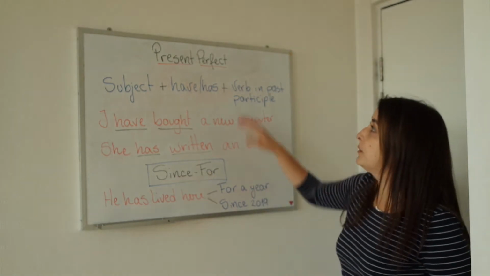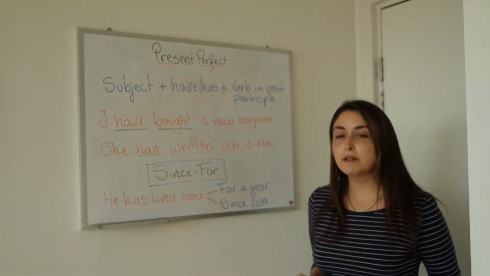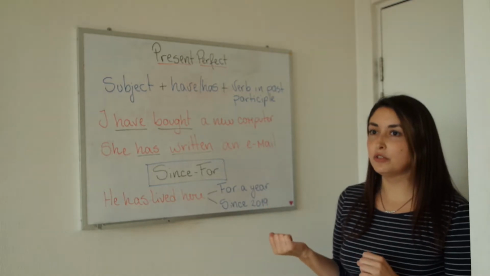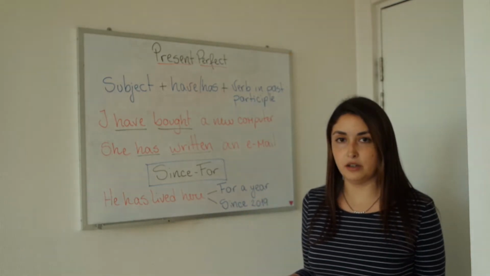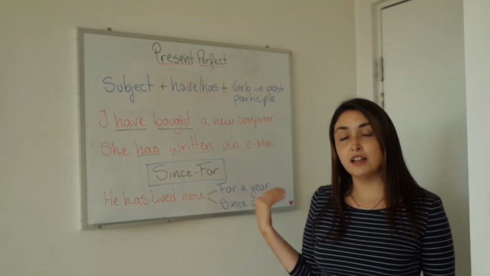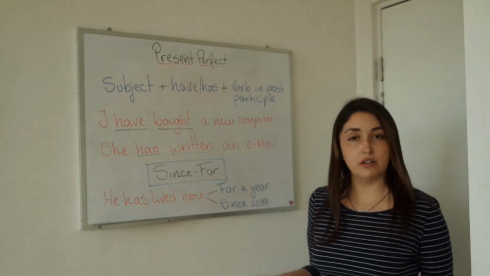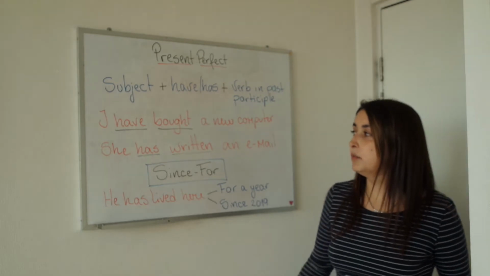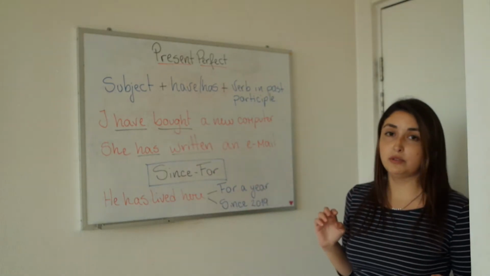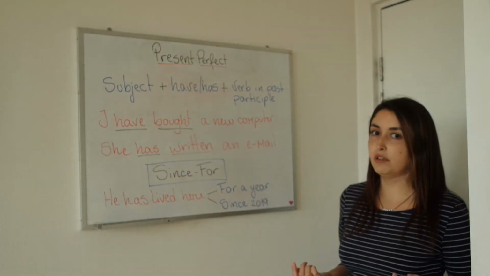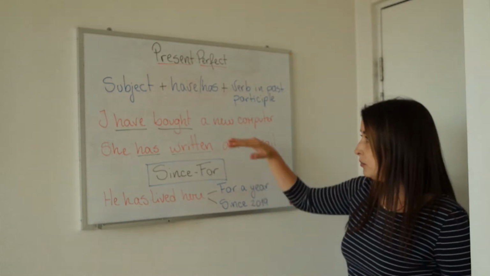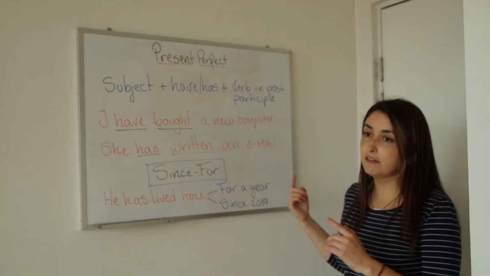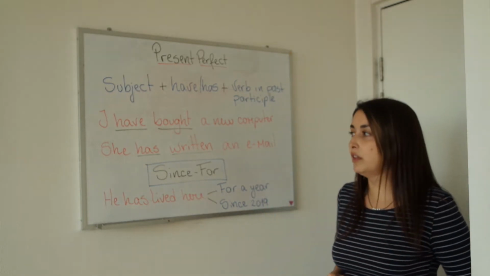And we're going to talk about present perfect. Present perfect is a structure we use to talk about things that happened in the past but have an effect now. Son cosas que pasaron ya en el pasado, pero tienen un efecto ahora. For example, I have bought a new computer. He comprado un computador nuevo. Tengo el computador ahora. Ese es mi efecto. He comprado un computador nuevo y el efecto es que ahora tengo un computador.